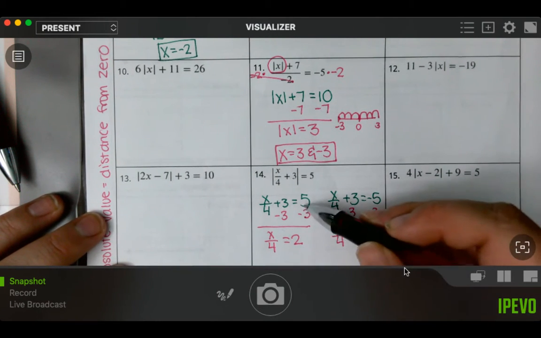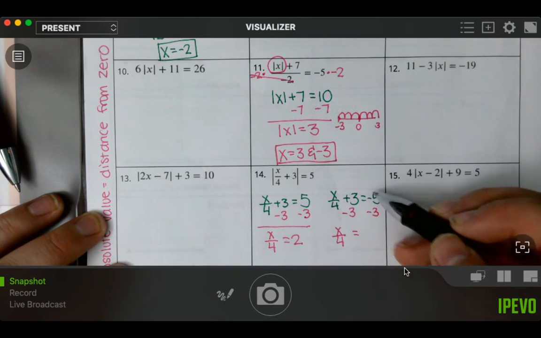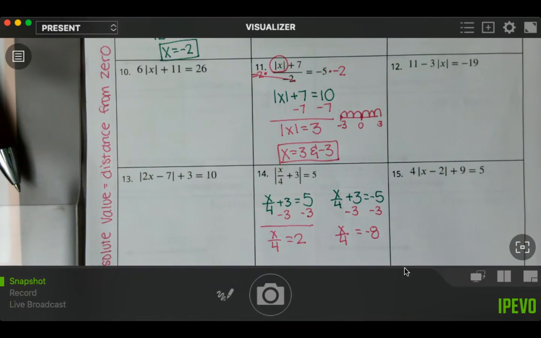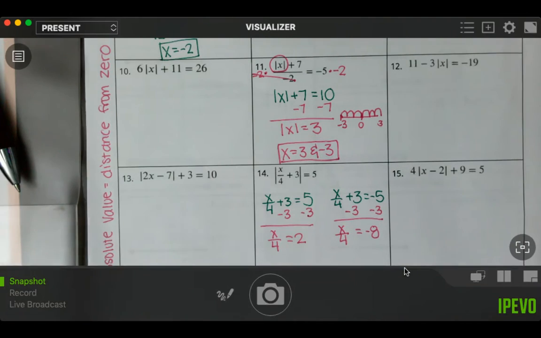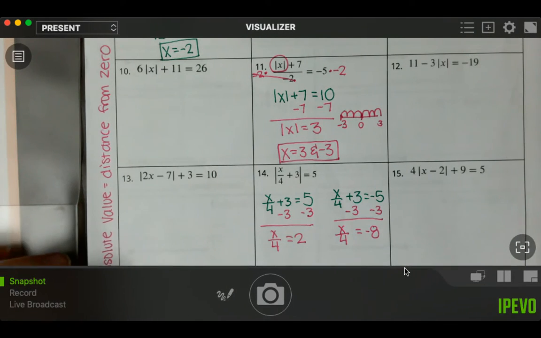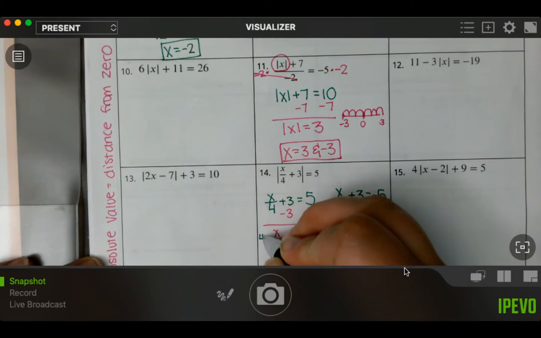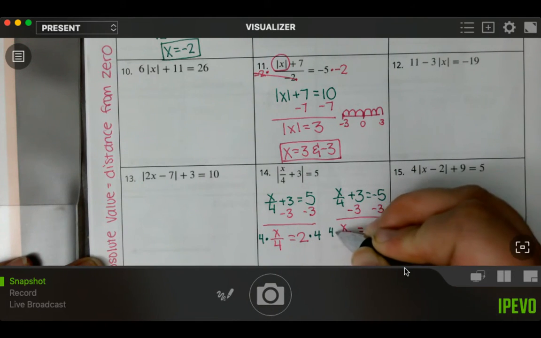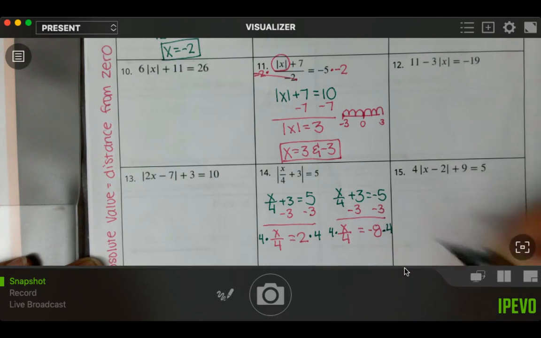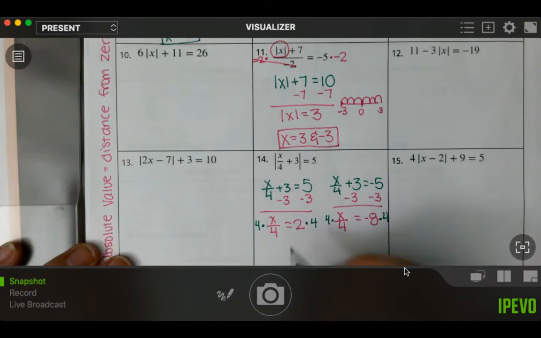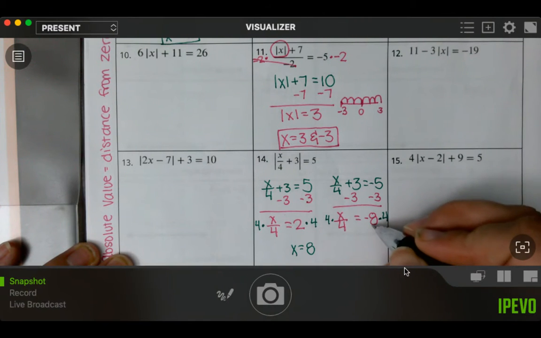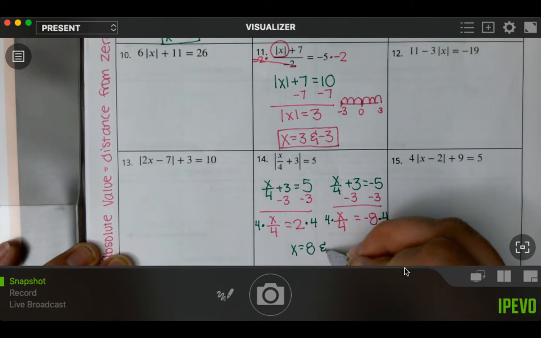The only difference is 5 minus 3 is 2, and negative 5 minus 3 is negative 8. So we get two different answers this time. Then, I'm multiplying by 4, because to get rid of dividing by 4, you multiply by 4 on both equations. Only difference, again, is that 2 times 4 is 8, and negative 8 times 4 is negative 32.